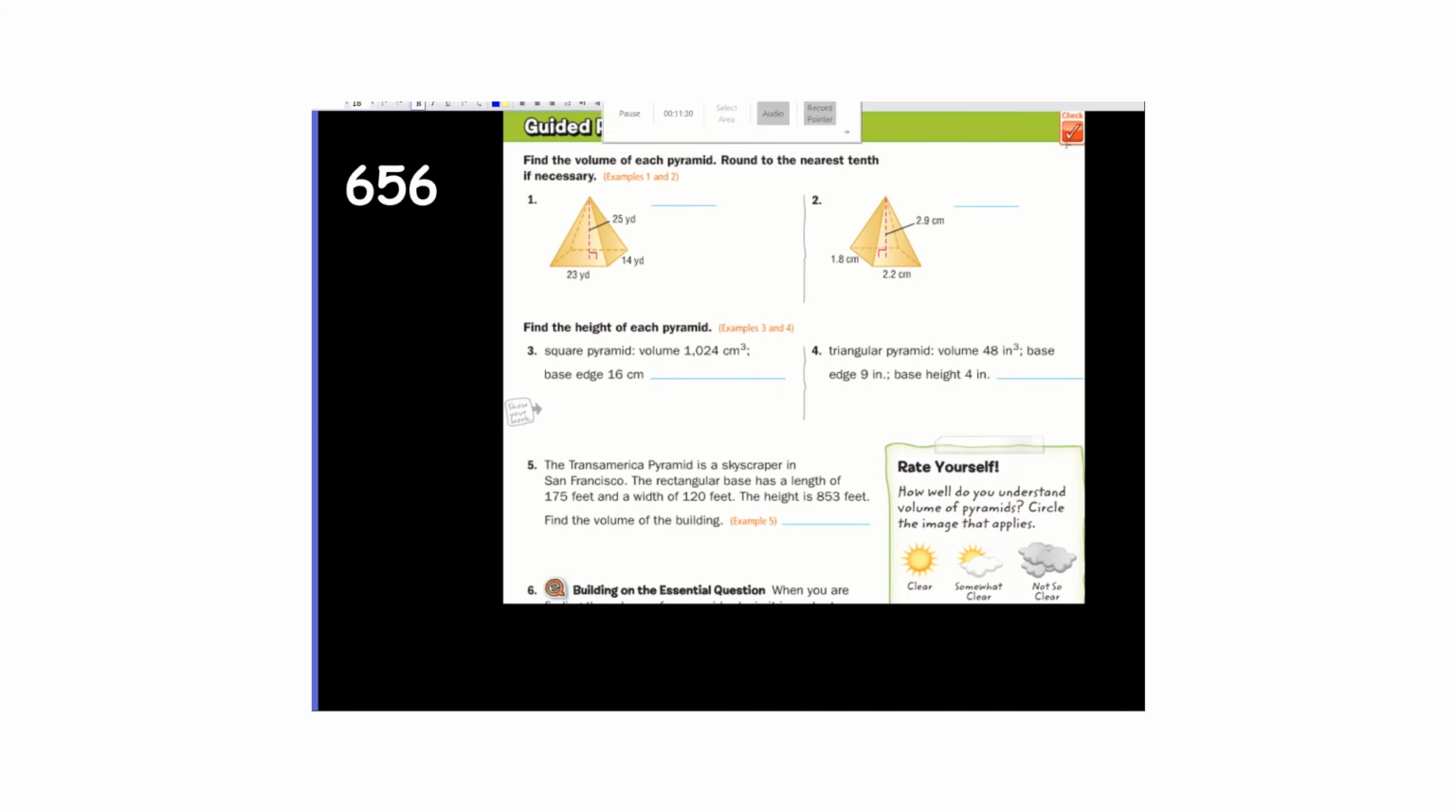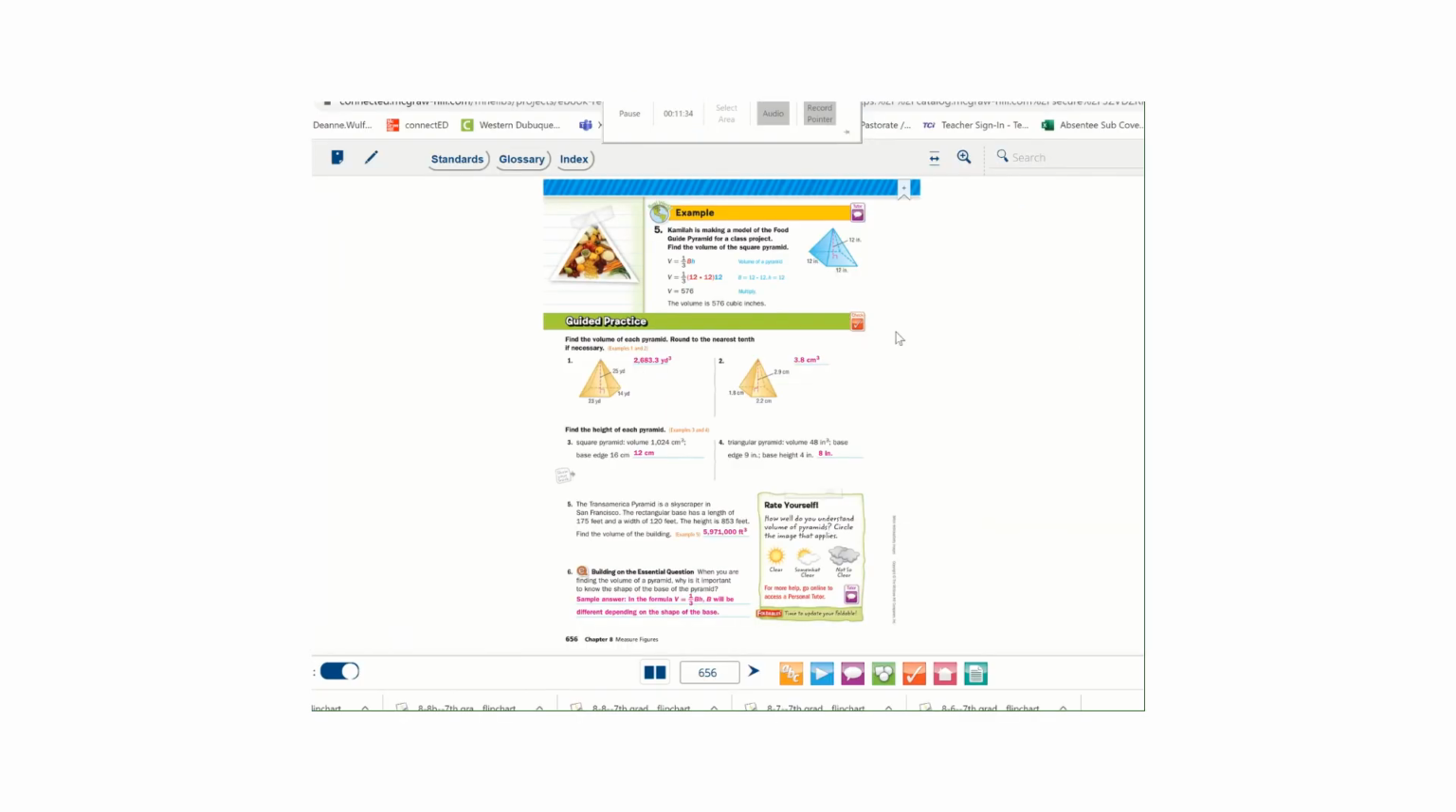I'll put the answers up here in a minute, so go ahead and pause. Okay, number 1, 2,683.3 cubic yards. Round to the nearest tenth in the directions. Number 2, 3.8 cubic centimeters. Number 3 is 12. Number 4 is 8. Number 5 is 5,971,000 cubic feet.